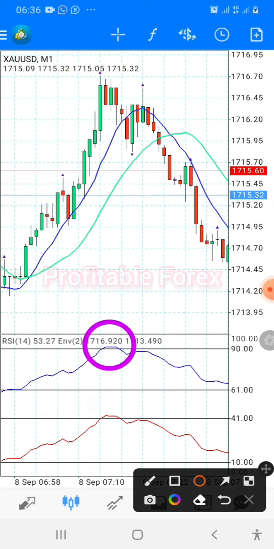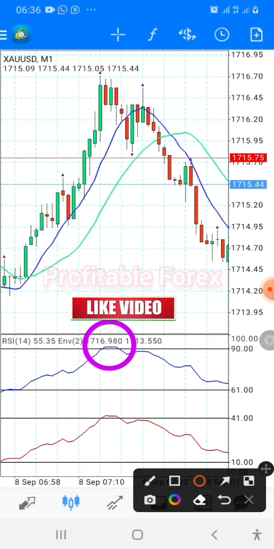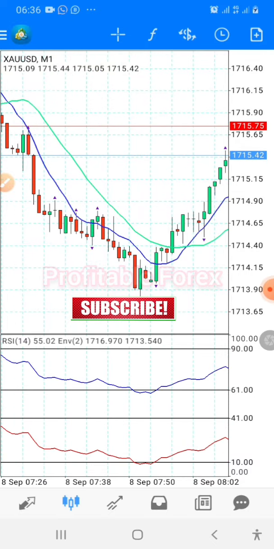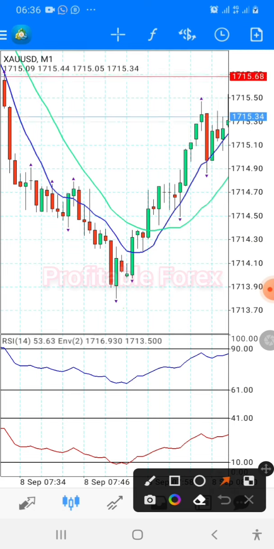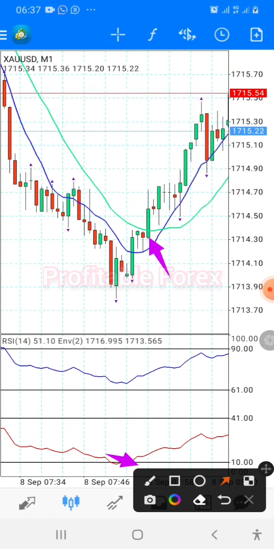But that's not the only condition that needs to be met, so we have other conditions to look out for on our main chart. On the main chart we have the moving averages. After the confirmation of the red envelope at level 10, also check on your main chart to see that your blue moving average crossed below the chart, like it did over here. When the blue moving average crosses below the chart, then you can enter a trade.